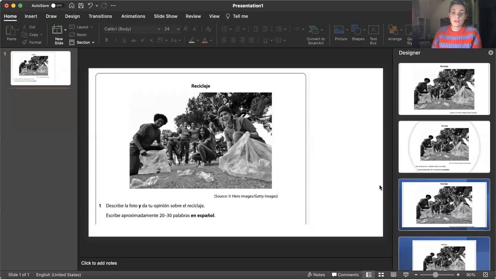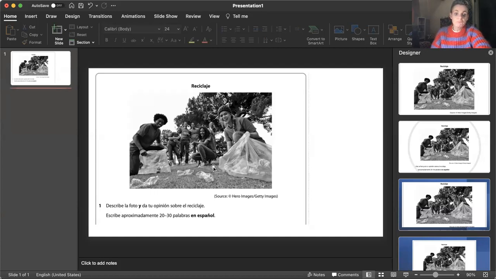As you might remember, the photo card question will look something like this. I'm just going to share my screen. So this is an example of a photo card question that you might get. As you can see here, it says describe the photo and give your opinion on recycling. So the photo is obviously about recycling. It's theme 5, which is bringing the world together, so the environment. It will always ask you, describe the photo and give your opinion on something related to the topic.